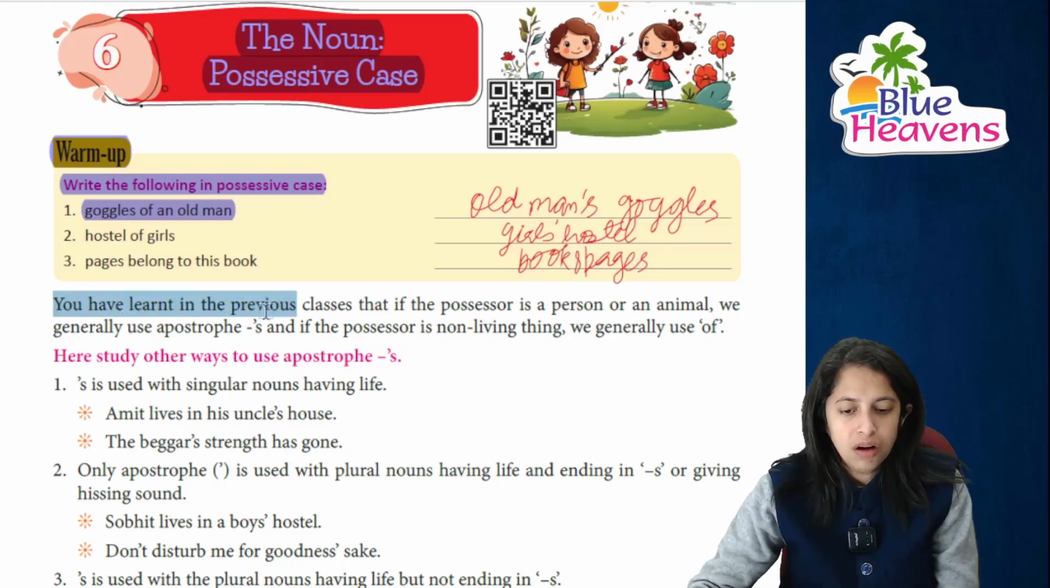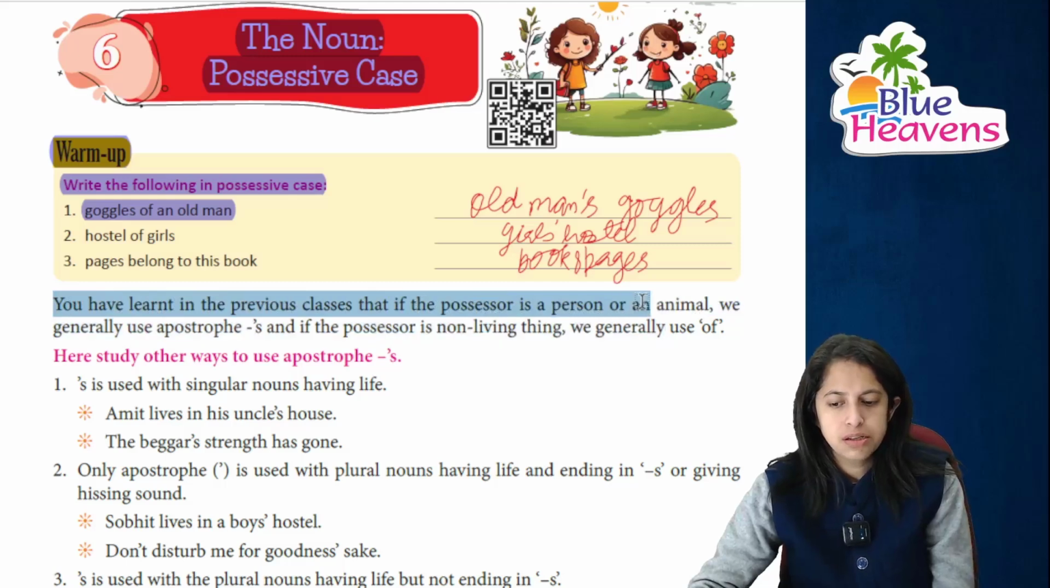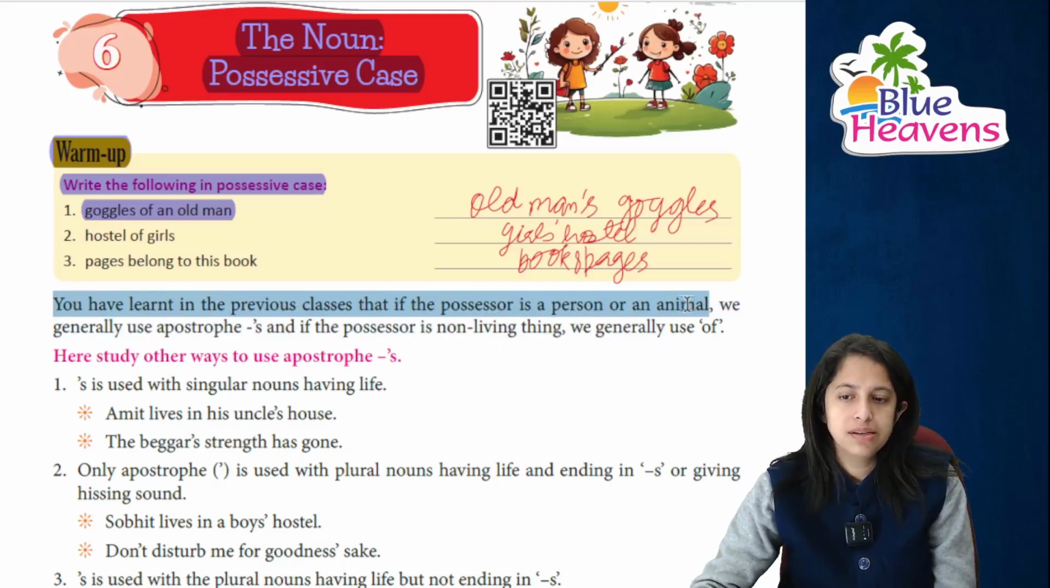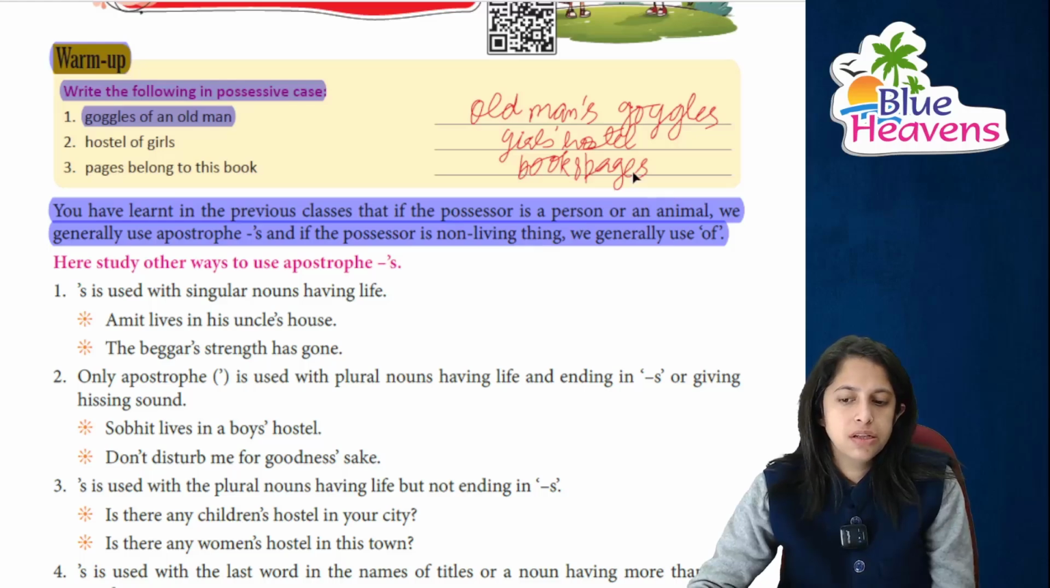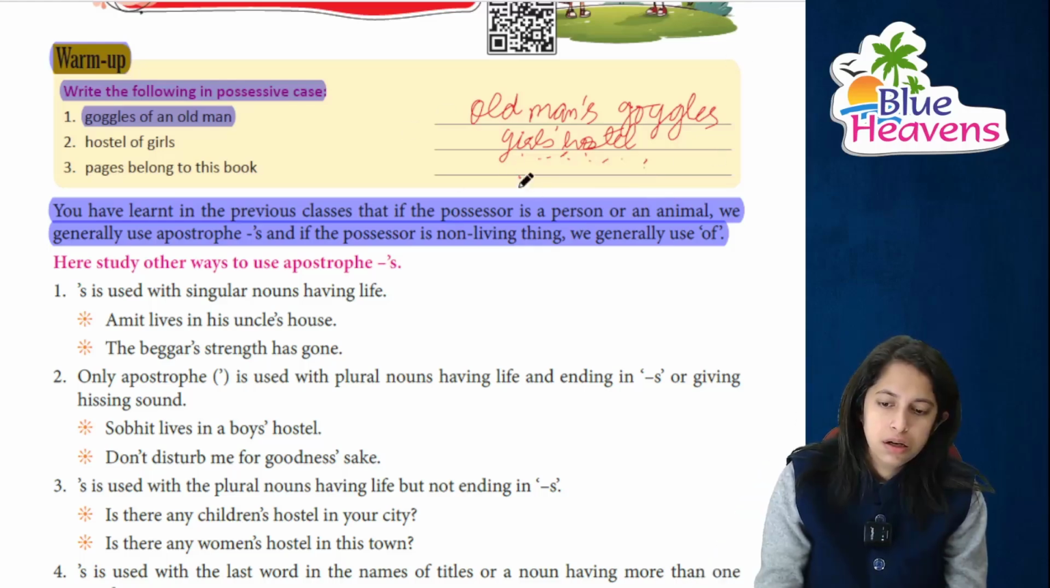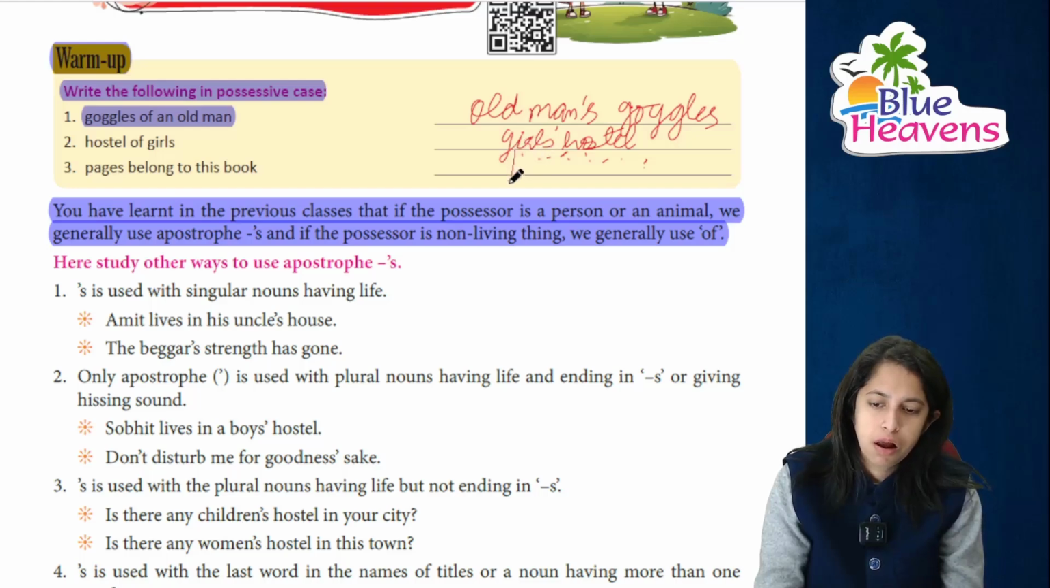Now you have learned in the previous classes that if the possessor is a person or animal, अगर कोई भी possessor animal या फिर person होता है, then at that time we generally use the apostrophe s. But if the possessor is non-living, तो we generally use of. हम क्या करेंगे, of करेंगे. जैसे book's pages नहीं, pages of the book ऐसा भी लिख सकते हैं. You can write over here, it is pages of the book.